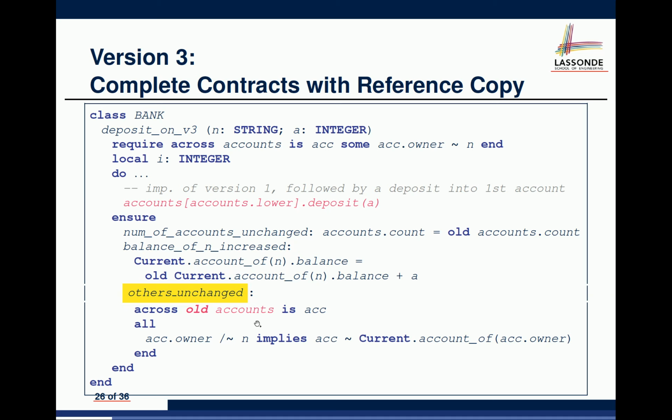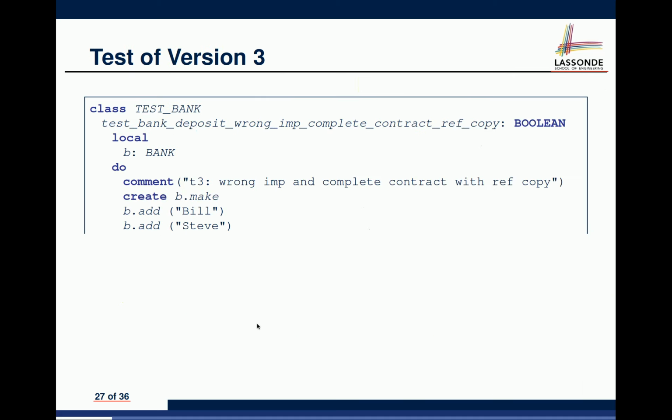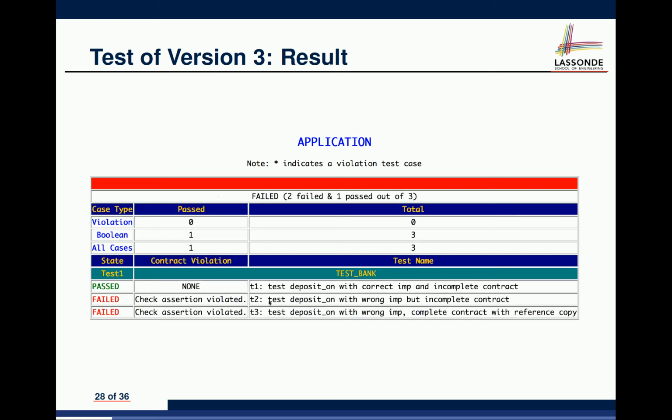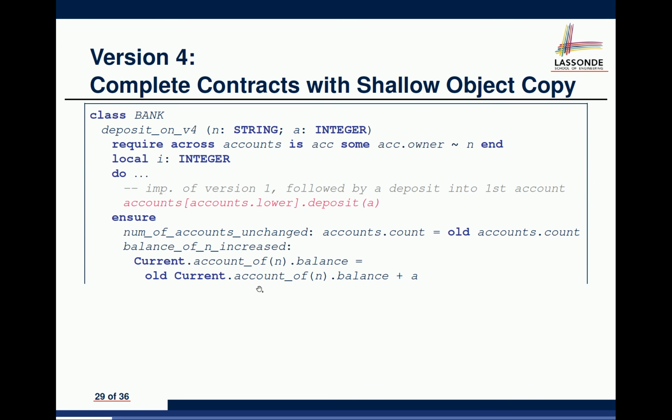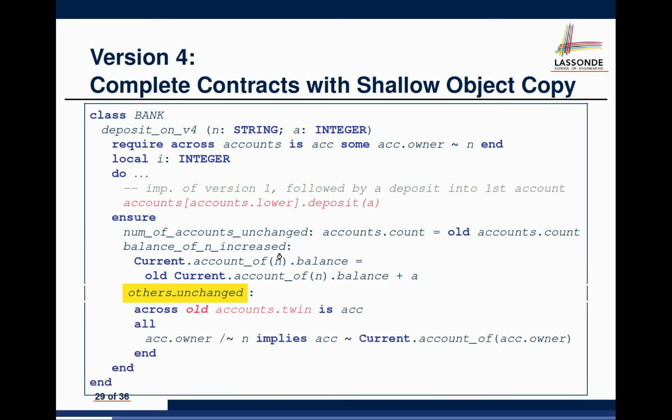Now for version number 4, let's take a quick look. If you do version number 3, if you look at T1, that means there's no post-condition violation occurring. So that's not good. That's what we're expecting to see. For version number 4, we do exactly the same setup. The same wrong implementation, and also this is the part about what should be changed. The others are unchanged. The patterns stay just the same. The only thing I changed was old accounts.twin. That's the only thing I changed.